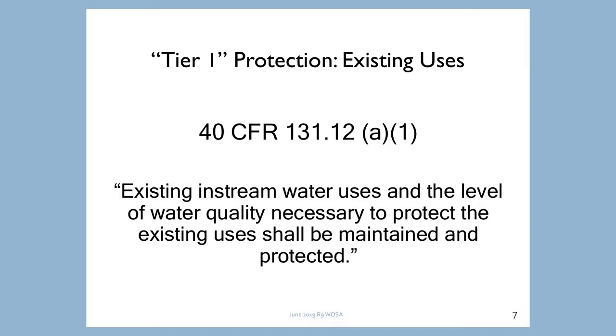All right, so we'll break it down. Tier 1, the regulatory, and again, if anybody has questions, feel free to raise your hand and ask, and Gemma will yell at me if I don't notice. Tier 1 is existing in-stream water uses, and the water quality necessary to protect the existing uses shall be maintained and protected, period. There's no flexibility there. You have to protect it.